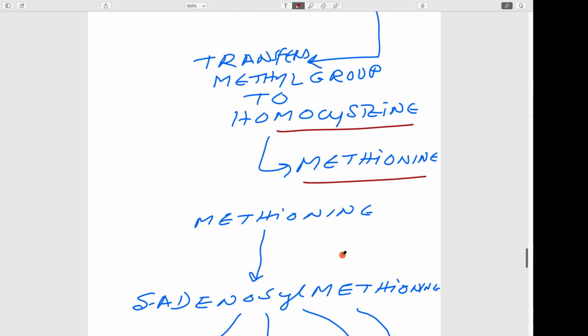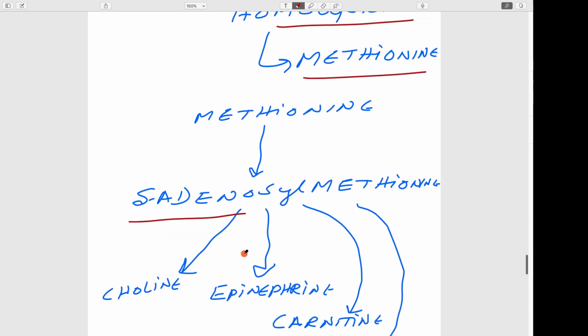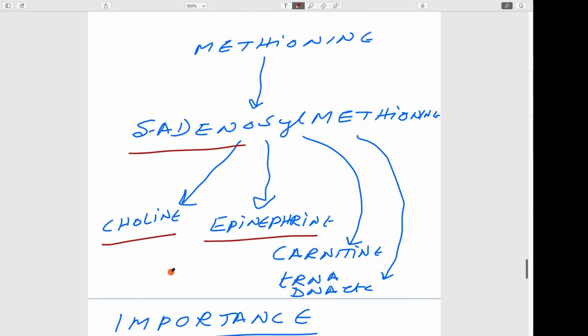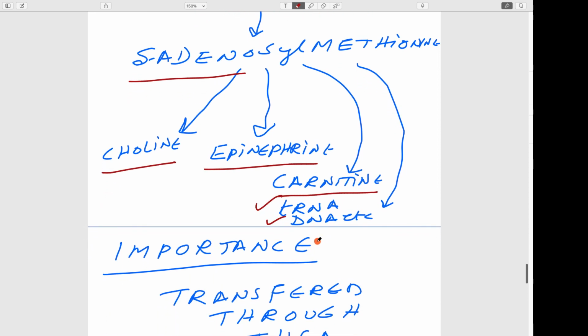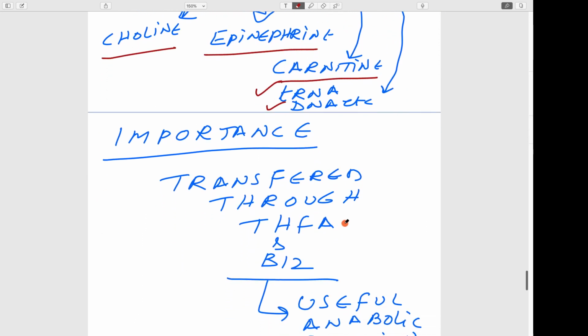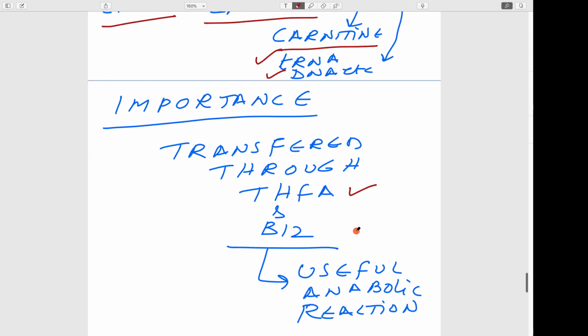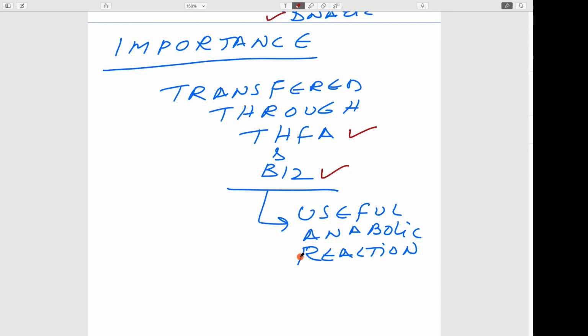Then the methionine can be converted to the active form S-adenosyl methionine. It transfers methyl groups to form choline, epinephrine from norepinephrine, carnitine, and also transfers methyl groups to transfer RNA, DNA, etc. The importance of one carbon metabolism is that these groups are transferred mostly through THFA, and in one reaction B12, leading to many synthetic or anabolic reactions. With this, we have completed one carbon metabolism. Thank you very much.